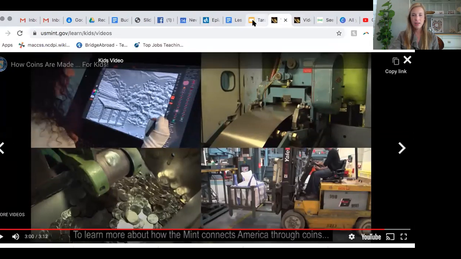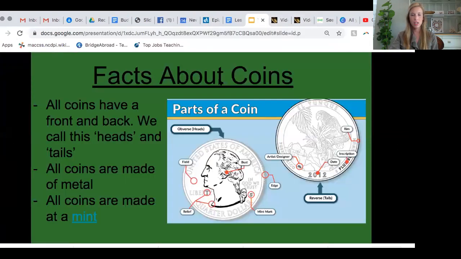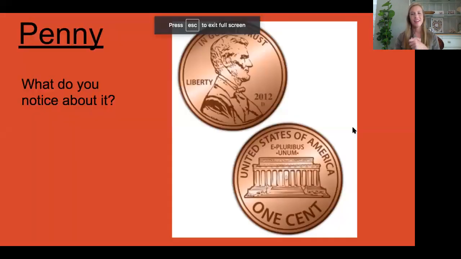Alrighty, so we're gonna go ahead and get to our presentation. So let me see if I can make it bigger. Here we go. All right, so the first coin we're gonna talk about today is the penny. And what do you notice about the penny? I want you to take a moment and just look at this picture. And if you have a penny around your home, you can take a moment, observe the penny, say out loud, what do you notice about it? What do you see? What can you tell? What can you feel?